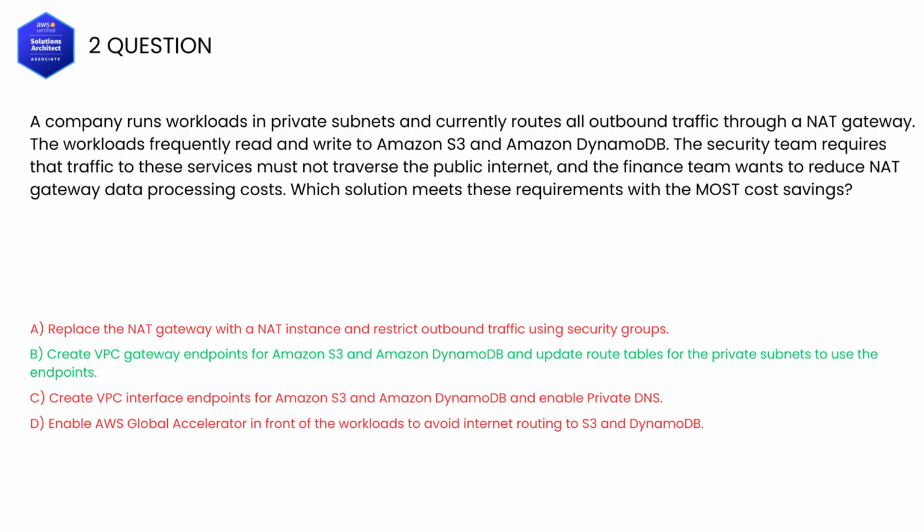destinations. The first is incorrect because NAT instances still route traffic to AWS public endpoints or the internet path unless you use private endpoints, and they add operational overhead for scaling and patching. They also can become a throughput bottleneck compared to NAT gateways.